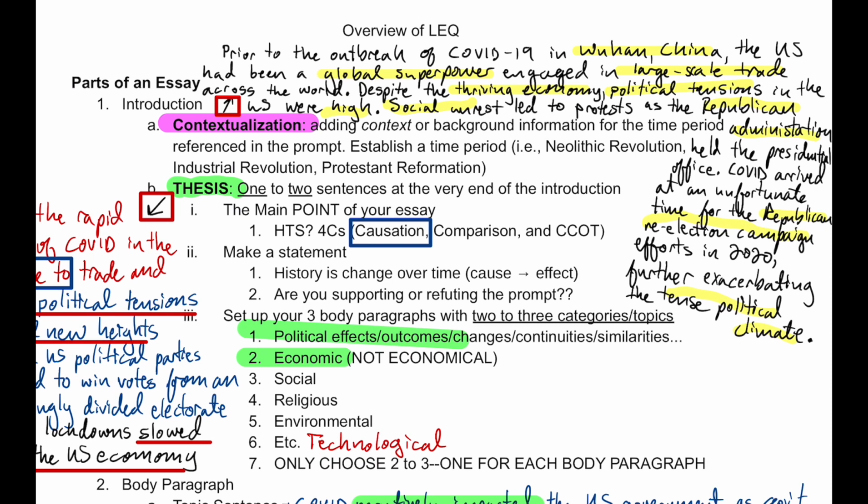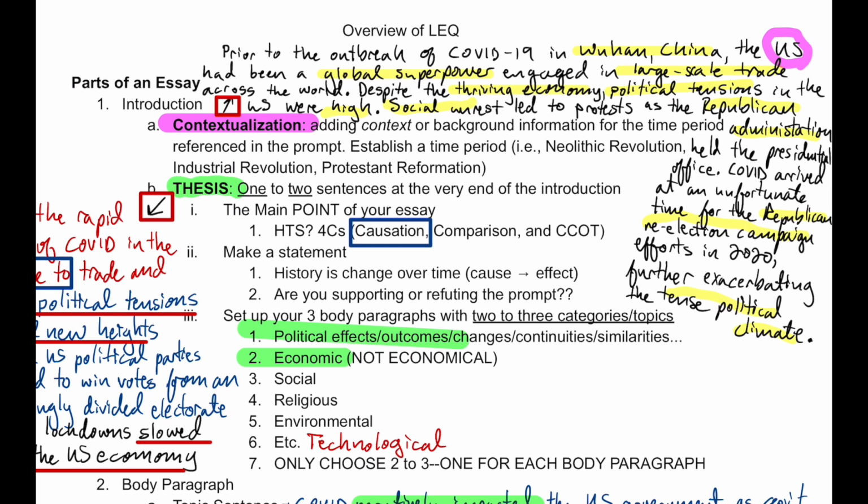So you'll notice that this context wasn't just a phrase or a reference. It wasn't just "COVID broke out in Wuhan, China in 2019." Instead, I'm relating it specifically to the prompt of effects on the U.S. So it's going from China to the United States. Prior to COVID, the United States had been a global superpower. They had a thriving economy, but even prior to COVID, there were some political tensions and social unrest, right?